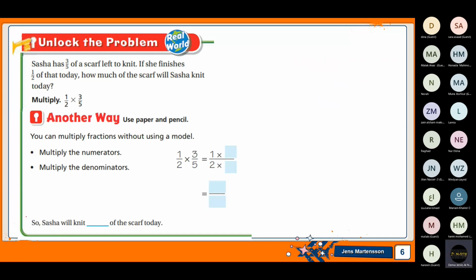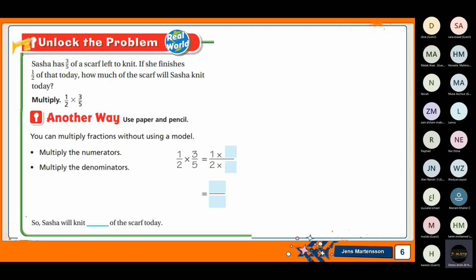Sasha has 3/5 of a scarf left to knit. If she finished half of that today, how much of the scarf will Sasha knit today? So she has something to do: she has to knit 3/5 of the scarf. Half of that she knits today. So how much of the scarf did she knit? What you will do is multiply half with 3/5.